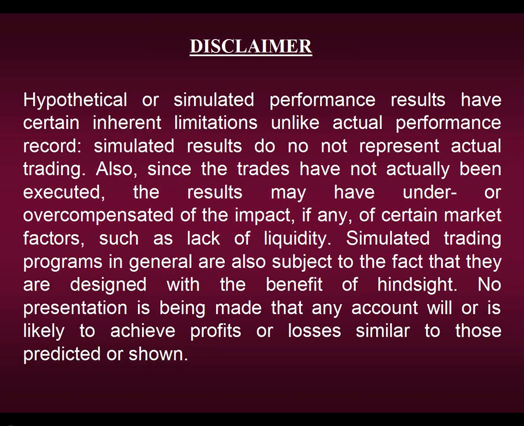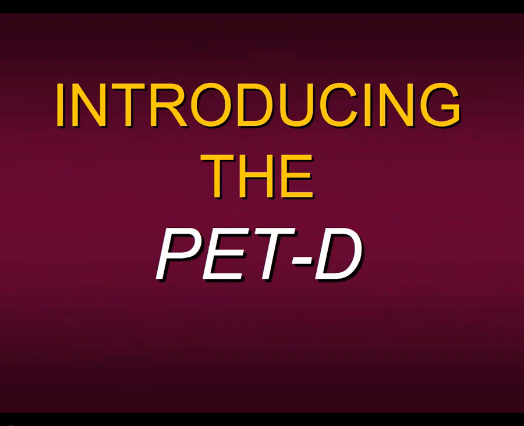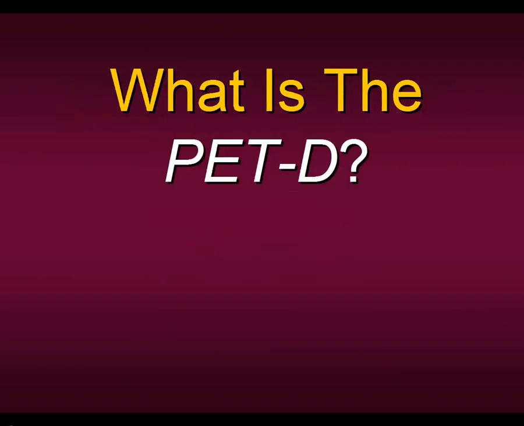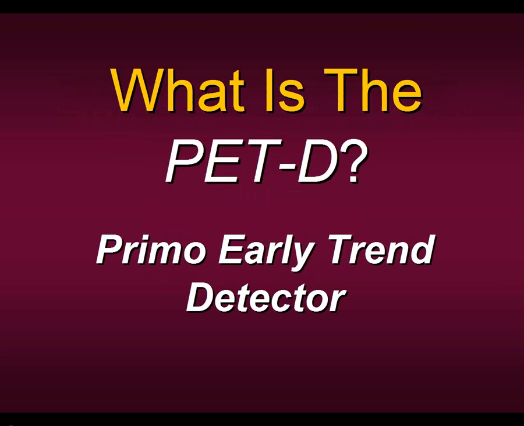All right, so what is this early trend detector that we've talked about? How can we detect when a trend has started before anyone else knows? Well, we're going to be introducing our new tool, which is the PET-D. Now what exactly is the PET-D, you ask? Well, it is actually an acronym for the Primo Early Trend Detector.